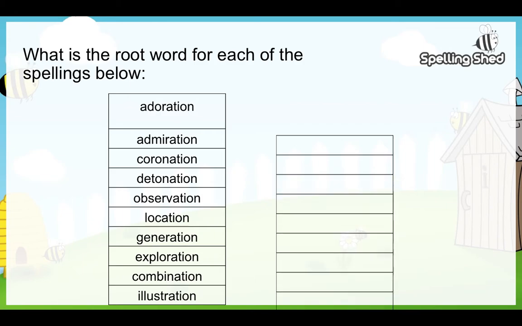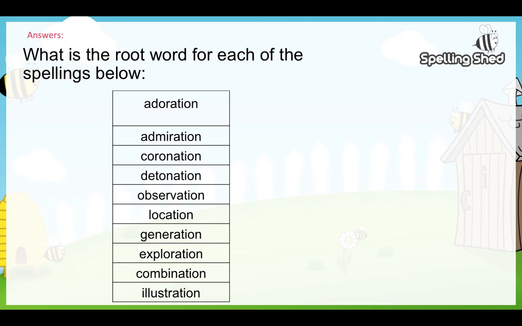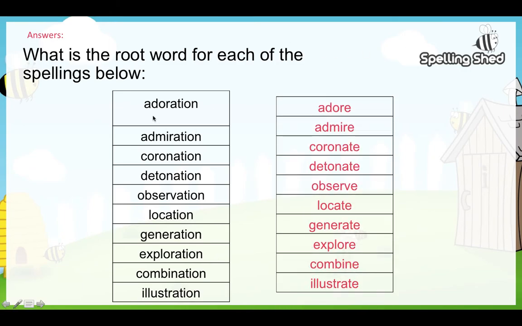Okay, here come your answers. So, we have got adoration becomes adore, admiration becomes admire, coronation becomes coronate, detonation becomes detonate, observation becomes observe, location becomes locate, generation becomes generate, exploration becomes explore, combination becomes combine, and illustration becomes illustrate.